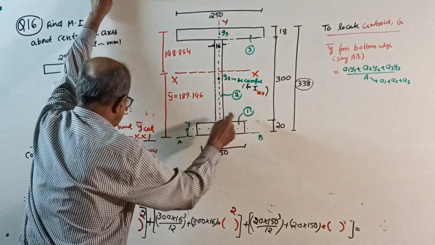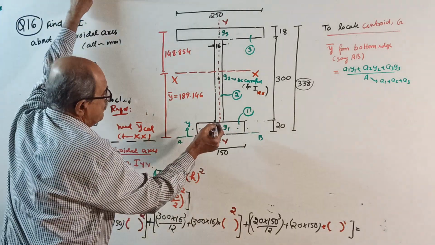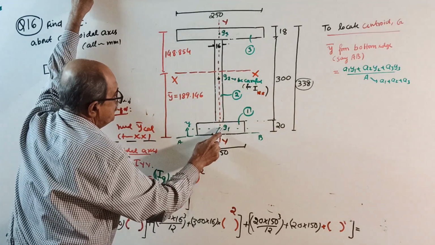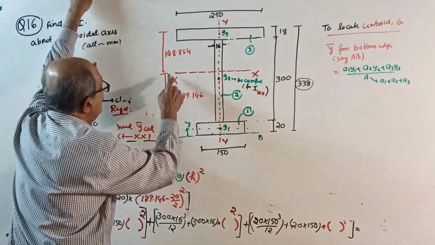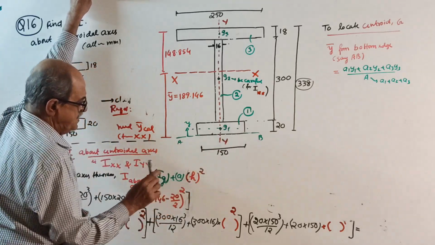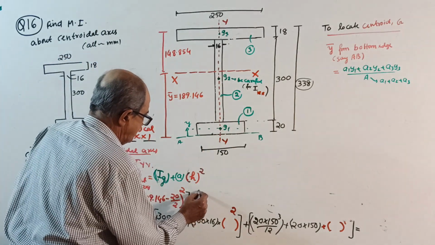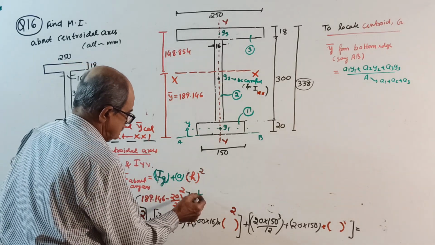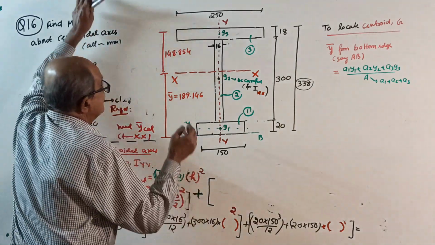150 into 20 cube by 12 plus area 150 into 20 into the distance from the centroid to the XX axis. See, from centroid to XX, this distance squared, that is (189.146 minus half of 20). It's very easy to understand. Okay, then now comes the second one, plus. The most important part comes now. Plus, this will go inclined. Okay, this way.